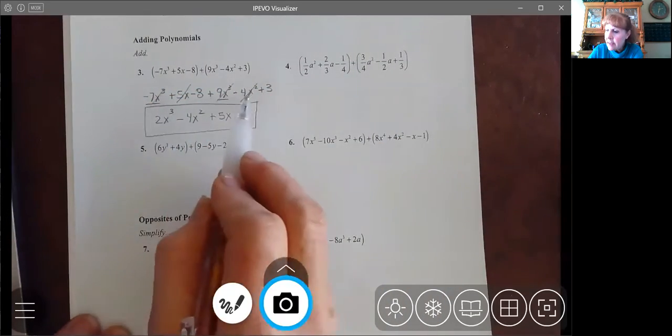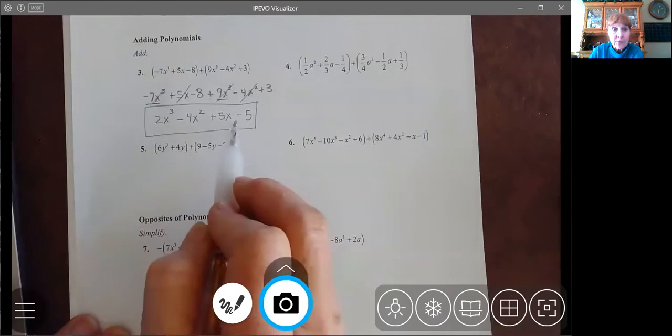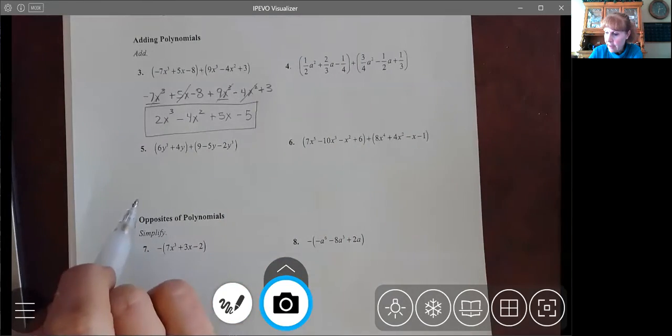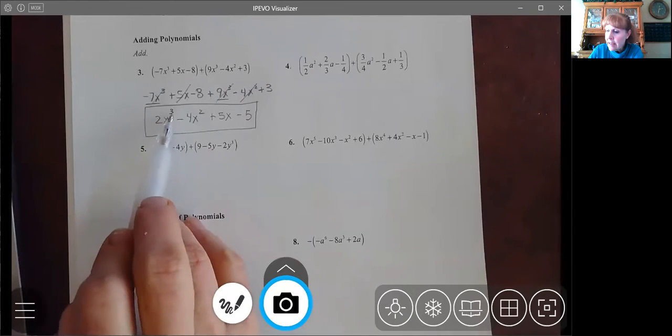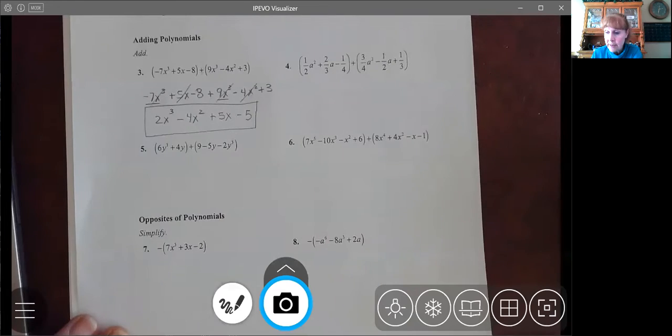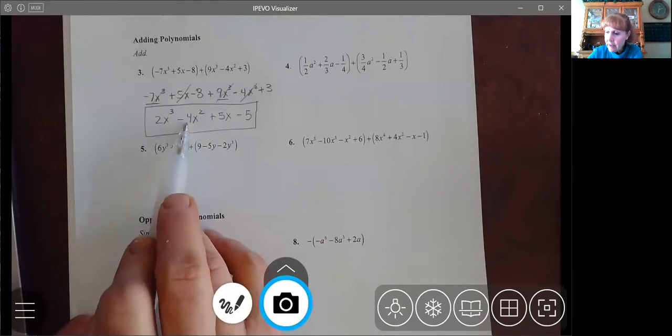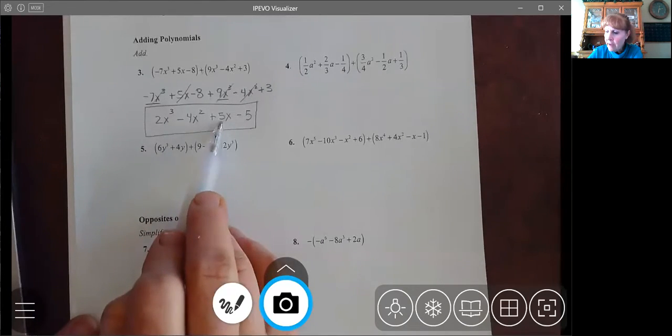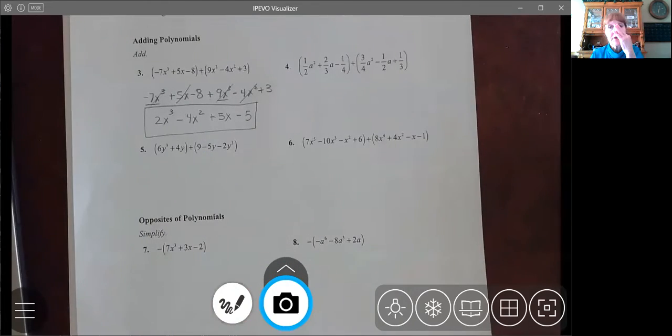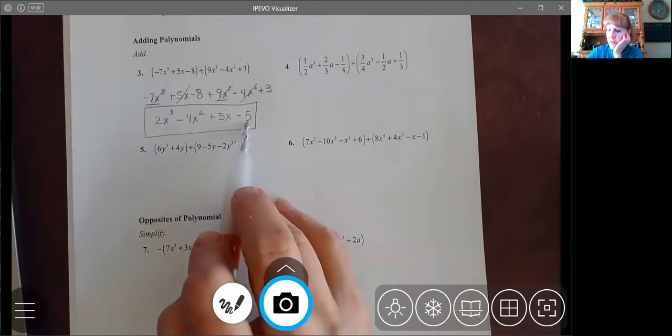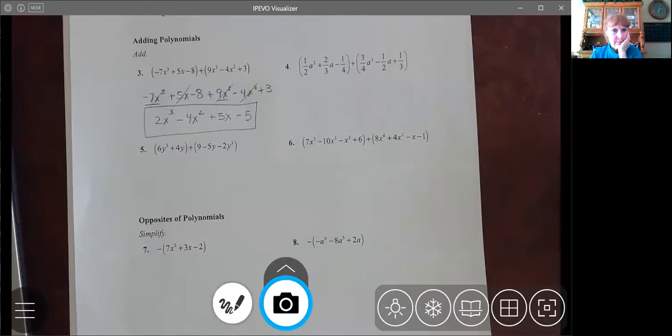Rather than having the 6 terms, my answer has 4 because I was able to simplify it. The degree is 3, the highest exponent. The coefficients are 2, negative 4, 5, and a negative 5. Those are your coefficients. This is also called the constant, negative 5. It doesn't change. No matter what you put in for x, it'll be a constant.